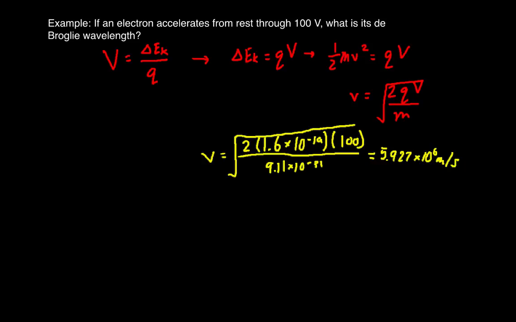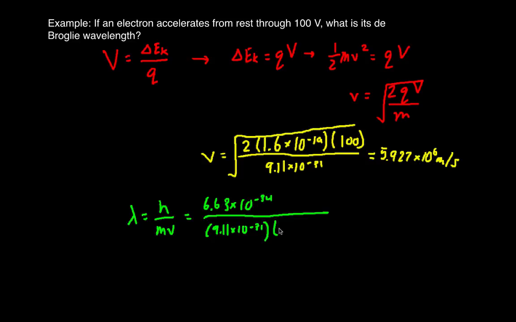We can use this velocity to calculate the electron's de Broglie wavelength. Wavelength is equal to h over mv. This is 6.63 times 10 to the negative 34 divided by the mass of the electron, which is 9.11 times 10 to the negative 31, times 5.927 times 10 to the 6, which is its velocity. This gives us a wavelength equal to 0.123 nanometers.